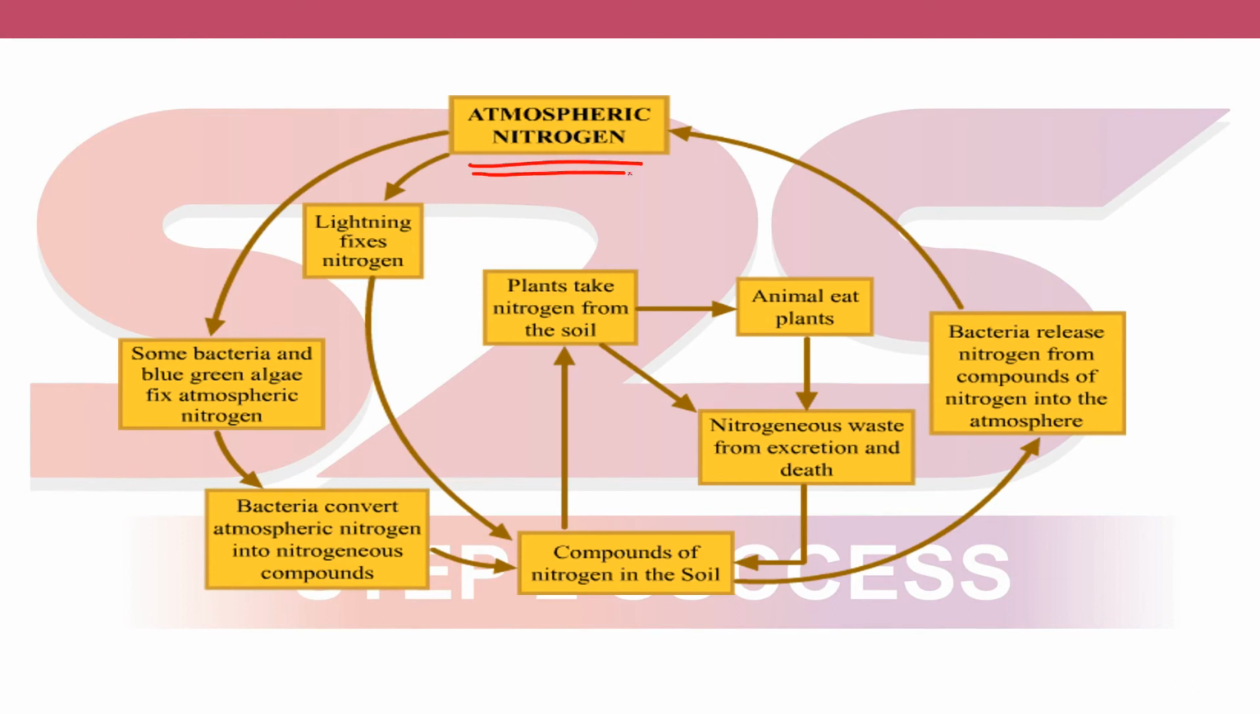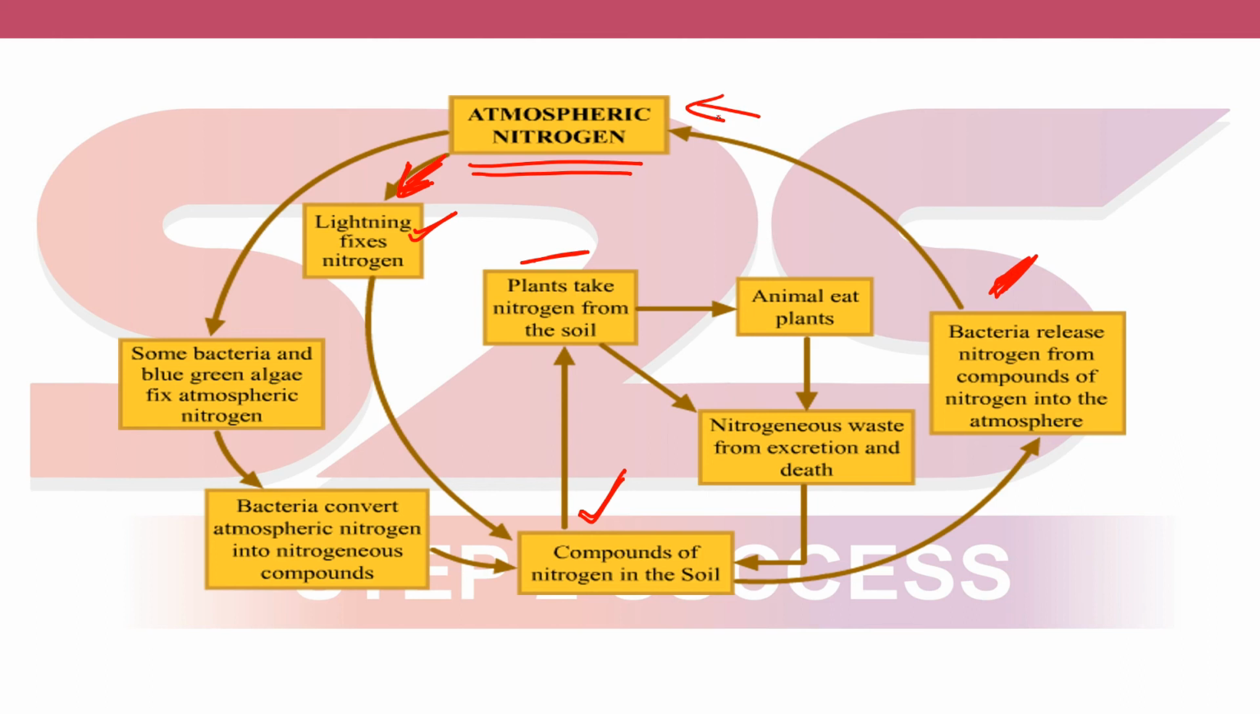This is atmospheric nitrogen. First, as we said, some nitrogen is also fixed by the lightning action. So lightning fixes the nitrogen. It has gone to the compounds of nitrogen in the soil. From there it goes to two sources. Plants take nitrogen from the soil, as well as the bacteria release nitrogen from compounds of nitrogen into the atmosphere, and then it again changes into atmospheric nitrogen.